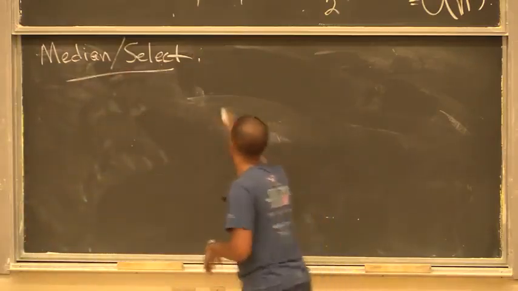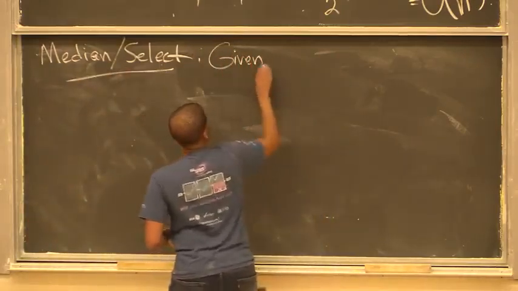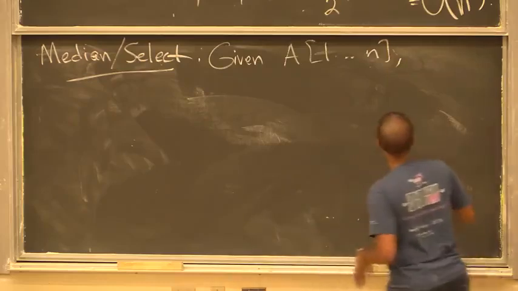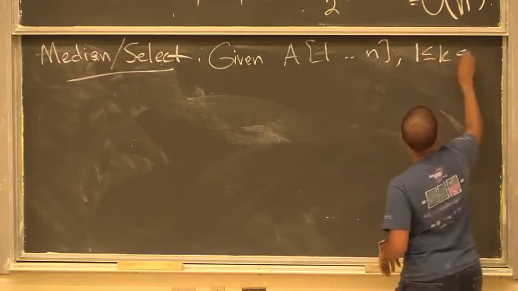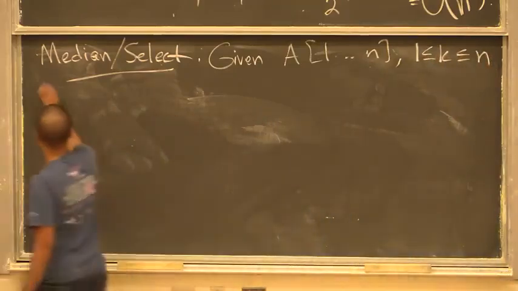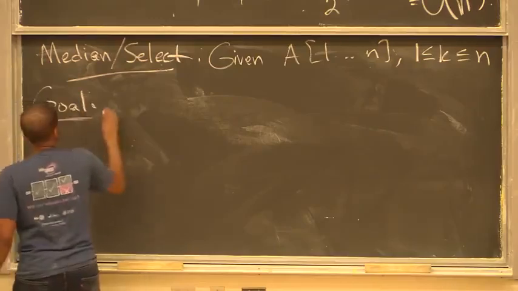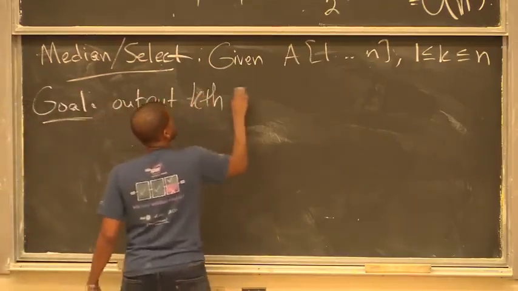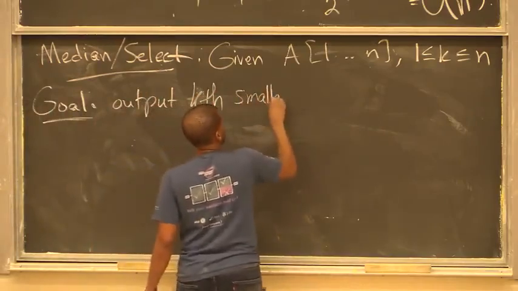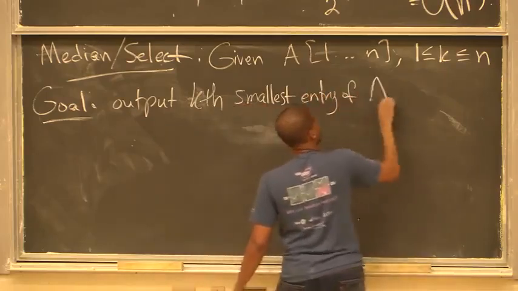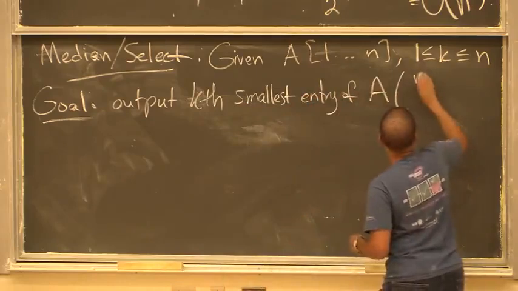Okay. So again, you're given as input an array of size n, together with an integer k, which is between 1 and n. And the goal is to output the kth smallest entry of A. The median would be k is n over 2, right?